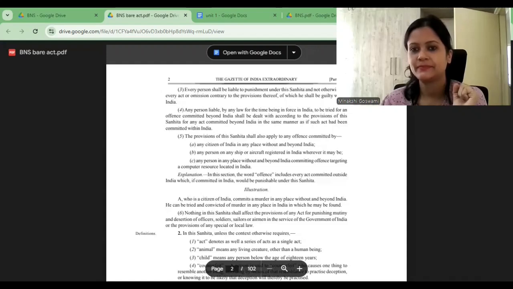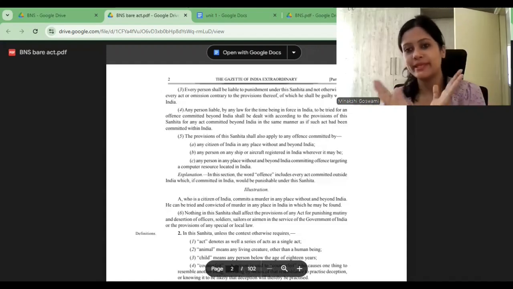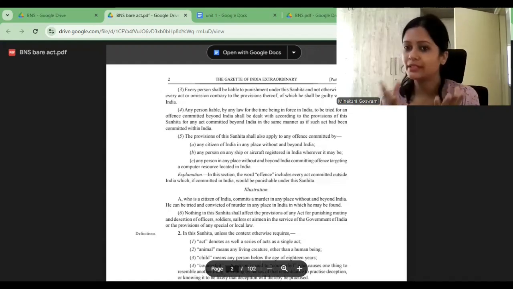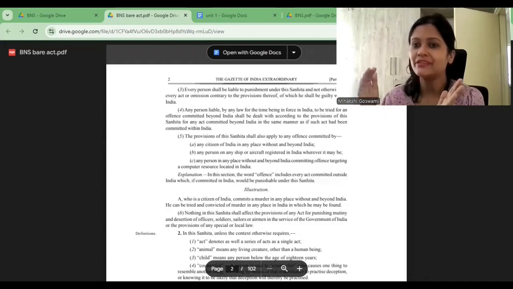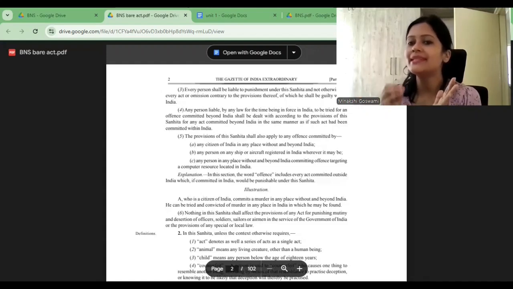while in another country, targeting a computer resource which is located in India. What do you think? Will BNS be applicable to them or not? You can write your answers in the comment section below. So, an Indian citizen, while he is in a foreign country, commits a cybercrime targeting a computer resource which is located in India. Will that person be held responsible, or can a case be filed under BNS?